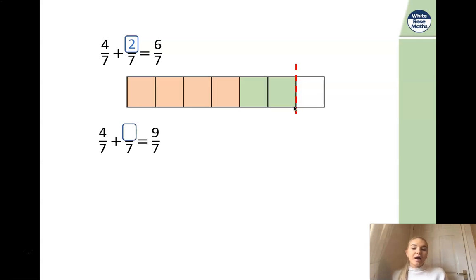Can you have a go at this question here? 4/7 add how many sevenths gives us 9/7. Pause the video and have a think. Okay, how did you get on? Did you find the answer out?